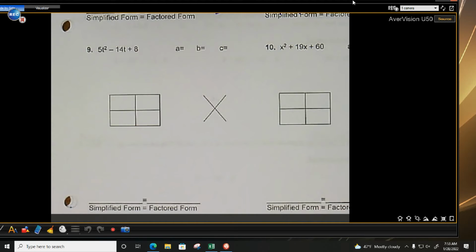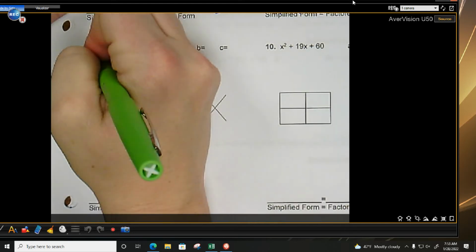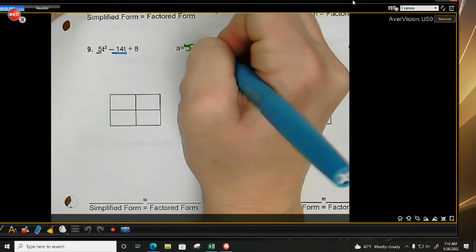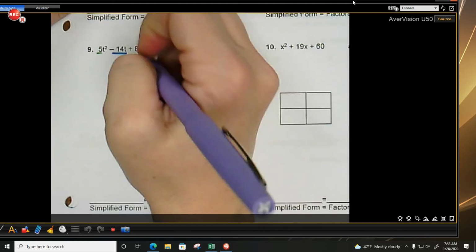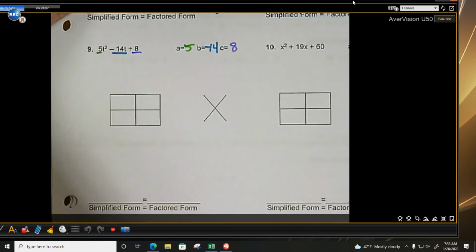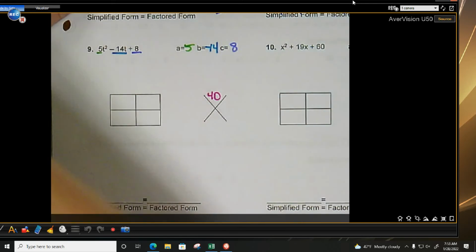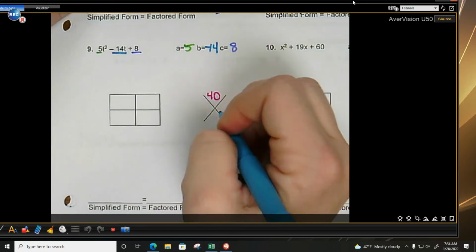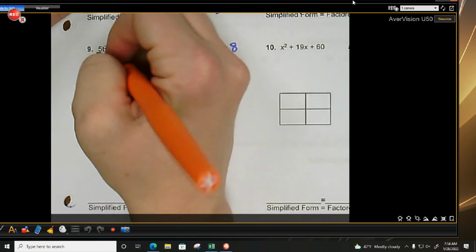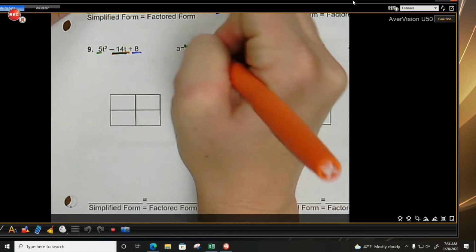Number 9, is there a GCF? No. Are we in the correct form? A x squared plus bx plus c? Yeah, the variable's just t. So what's my a? What's my b? And what's my c? A times c goes on top, which is what? 40. And b goes on bottom, which is... Oh, I messed up my coloring. Negative 14.